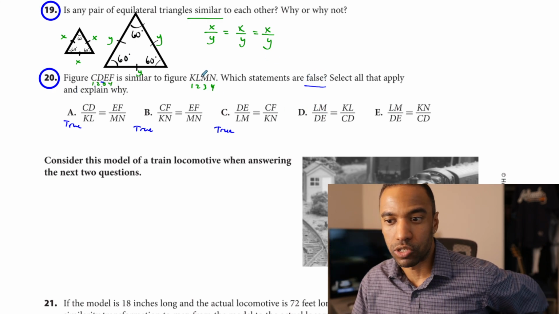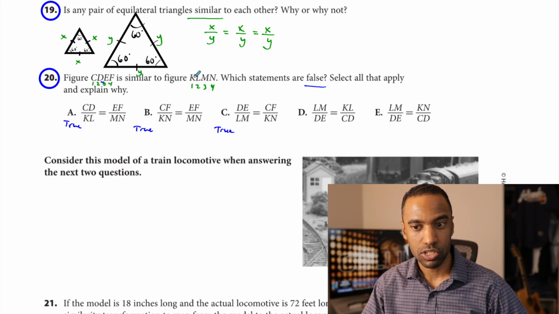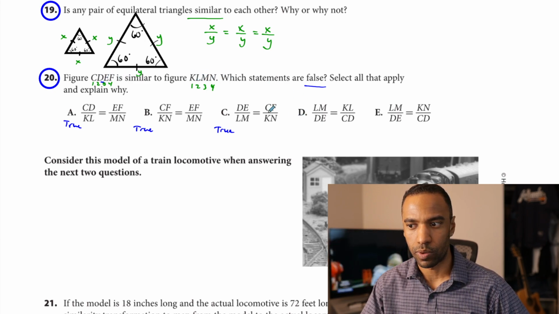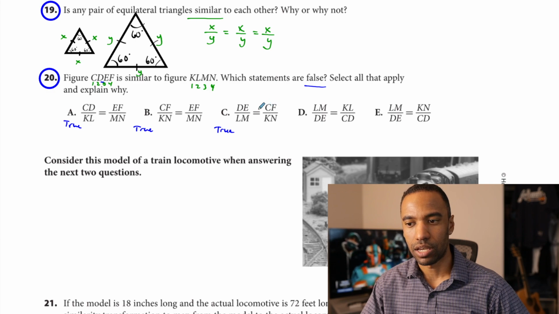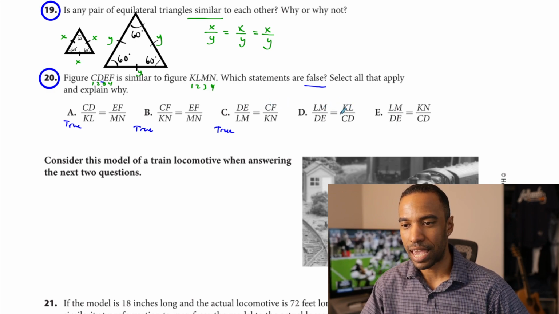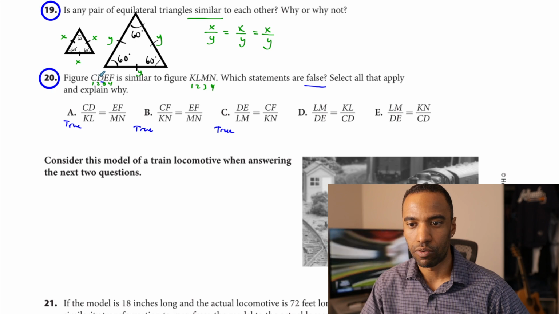LM over DE. Okay, so now they went this way. So LM over DE. Still fine. They correspond. Just make sure they go this way again. Equals, hang on, where am I? LM over DE equals KL over CD. KL 1, 2 over CD 1, 2. These are good.